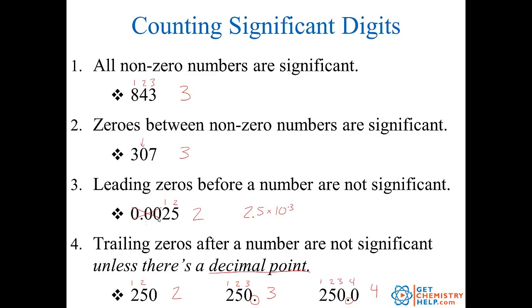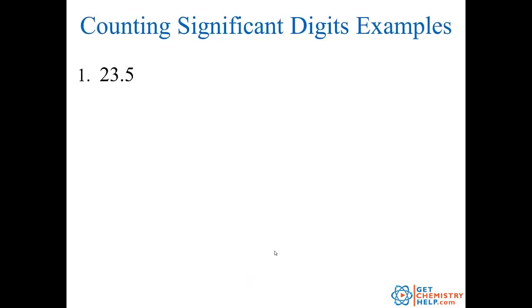So again, zeros on the left are never significant. These are just simply what are called placeholder zeros. But zeros on the right are significant if there's a decimal point. So let's just go through a few quick examples and we'll wrap this up.